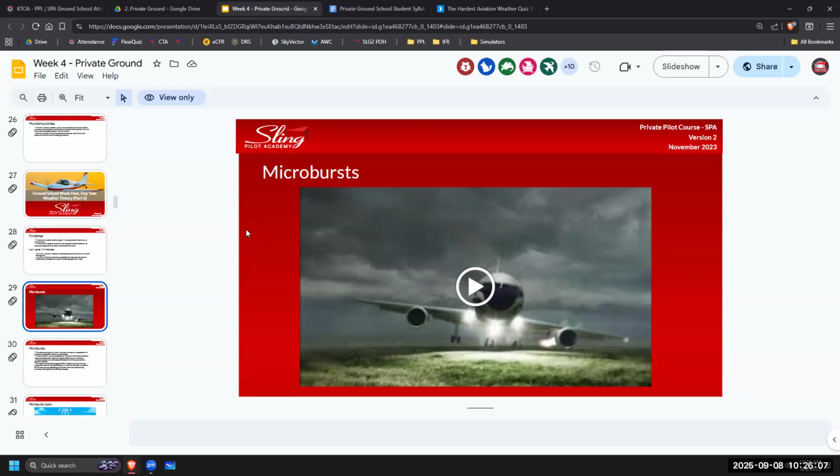Just short of the runway, Delta 191 flies into the microburst. We lose it. There it is.